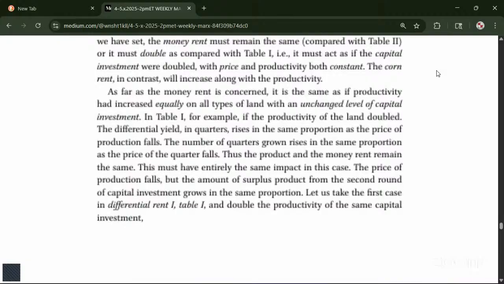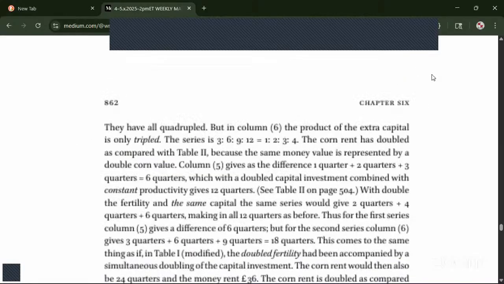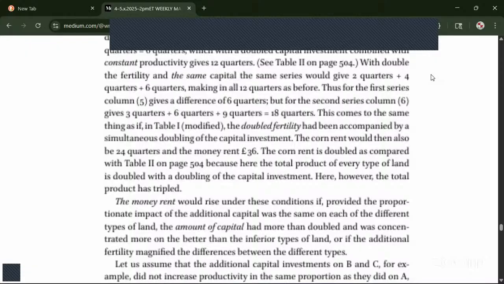The price of production falls, but the amount of surplus product from the second round of capital investment grows in the same proportion. Let us take the first case in differential rent 1, Table 1, and double the productivity of the same capital investment. Yes, and you can do the math yourself. Now, the point being is that the money rent would rise under these conditions if provided the proportionate impact of the additional capital was the same on each of the different types of land.